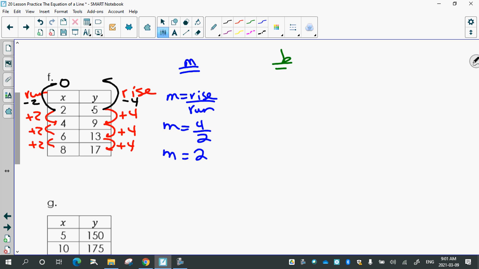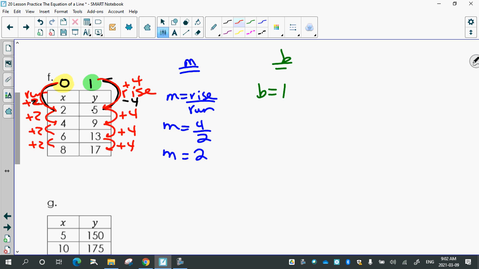What is 5 minus 4? 1. So this is telling you that when x is 0, y is 1. Now, a double check, Reese, would be to make sure that going forwards, to get from 0 to 2, you go up 2, and to get from 1 to 5, you go up 4, so that you keep that consistent pattern. Is everybody okay with that way of getting B? So B crosses at 1. Very good. B is 1.